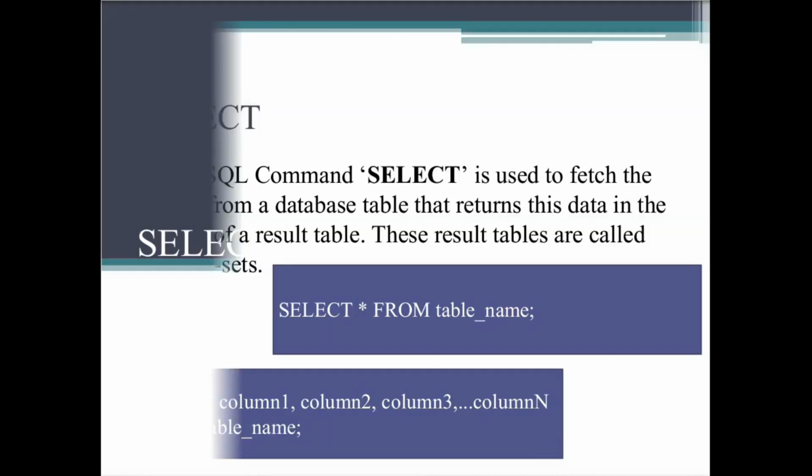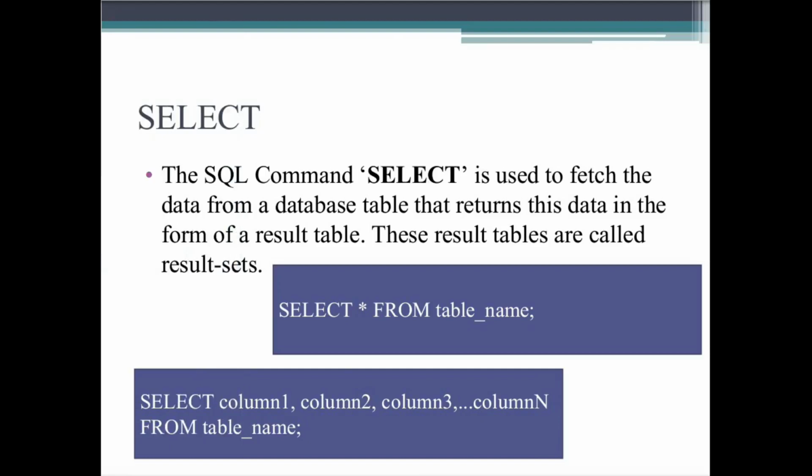Select. The SQL command select is used to fetch data from the database. The result tables are called result sets. The syntax for displaying data from the table is select star from table name. Select and from are keywords. The star will fetch all the fields from the given table name.